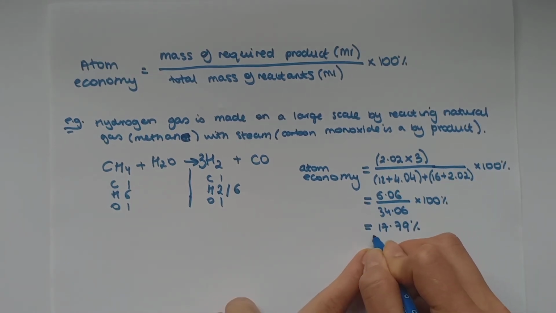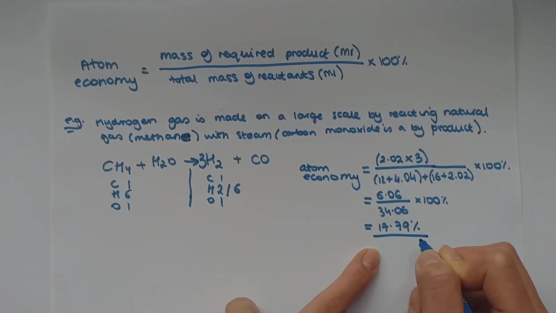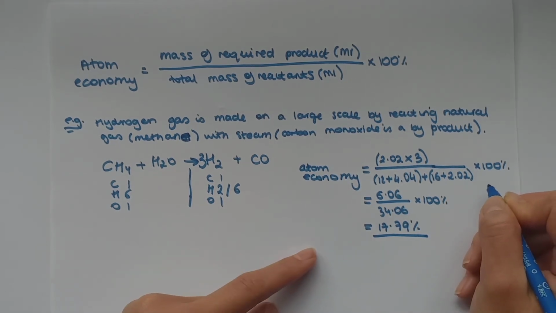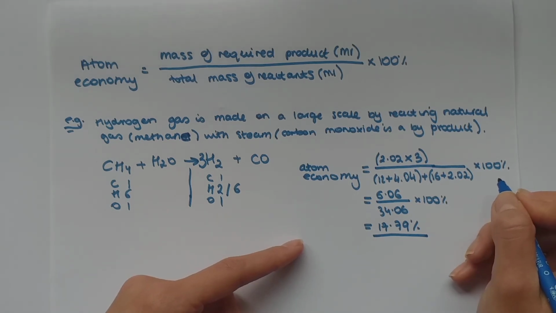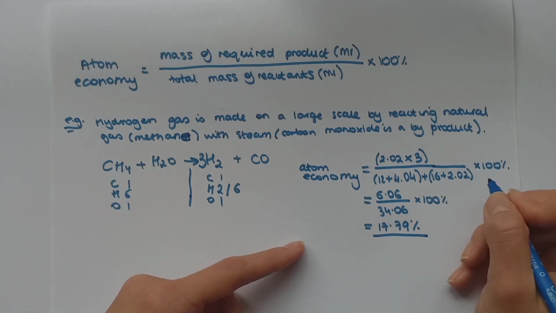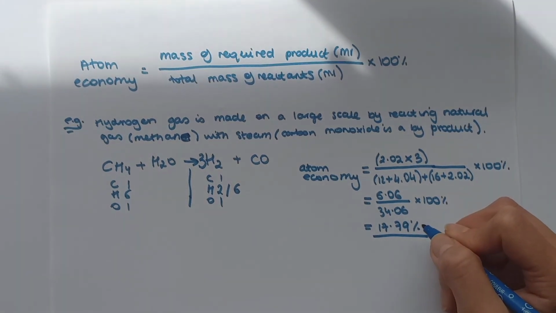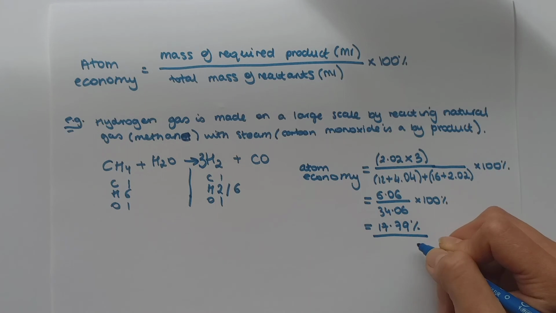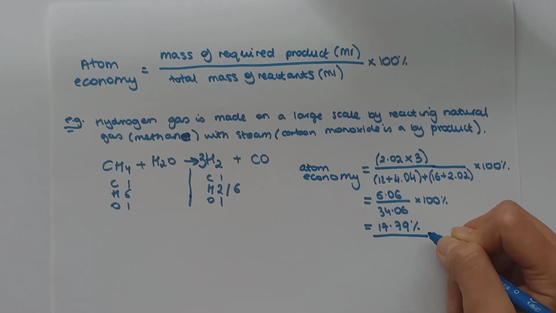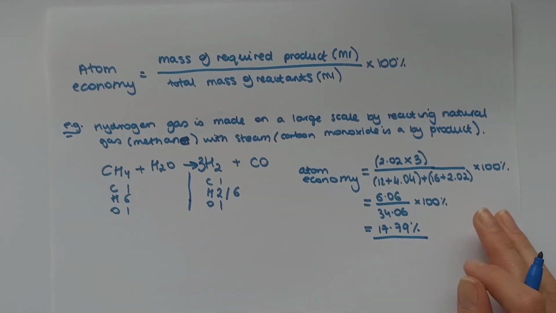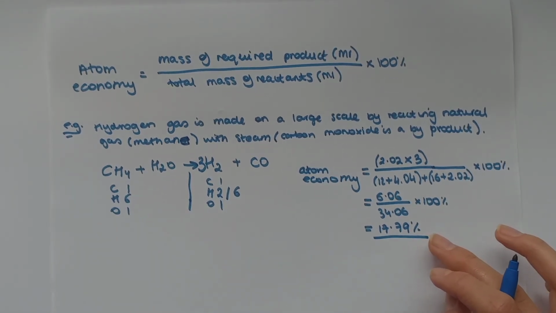So if this number was much, much bigger, around 100%, that would mean that making hydrogen this way is very affordable. It's very useful to make hydrogen this way. So in this example, it's not very useful to make hydrogen this way because we don't get much of it compared to carbon monoxide.